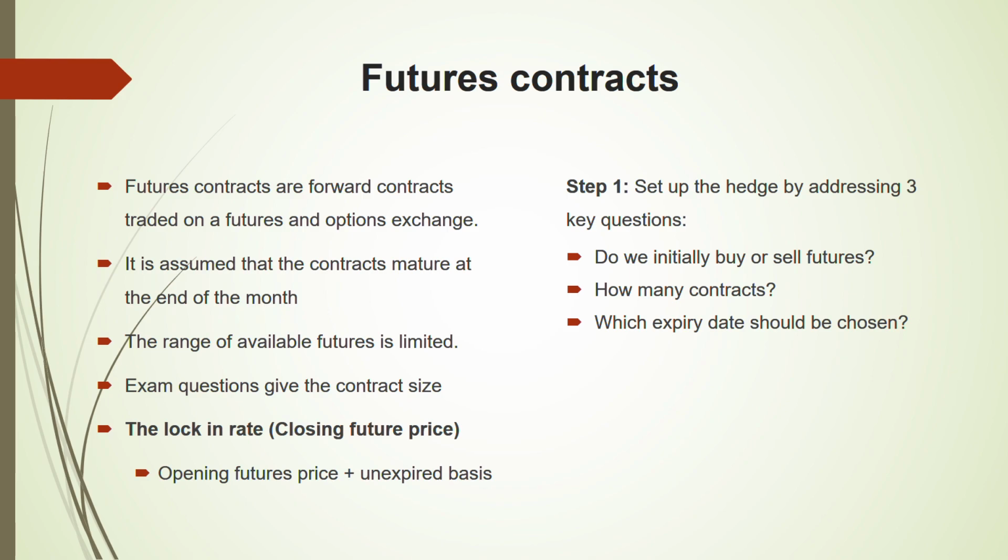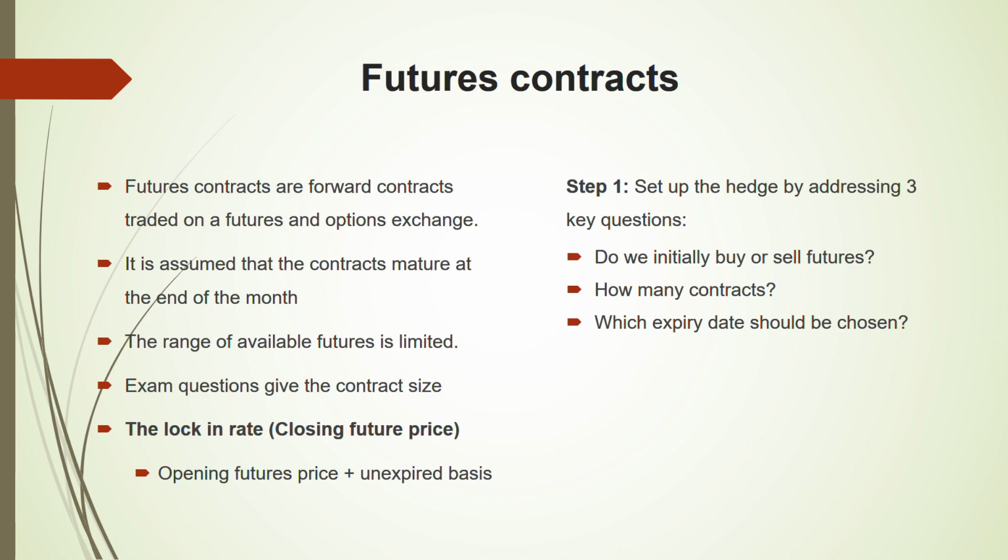Next, which expiry date should be chosen? Third question. That means March future, June future, September future. It depends on the time that you want to hedge for. For example, they will give you the date today. Today is, let's say, 1st of March. You want to hedge for 3 months. So March, April, May. So what is the closest future that you are going to take? Which is closest to May?